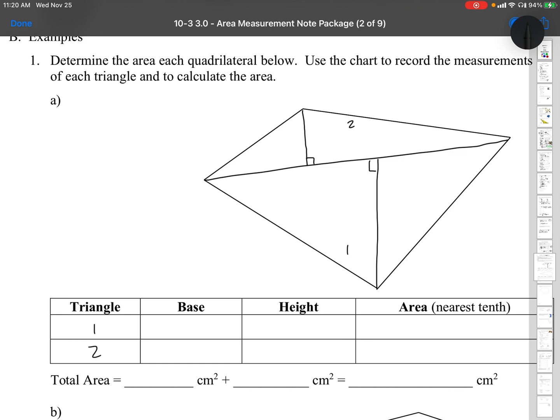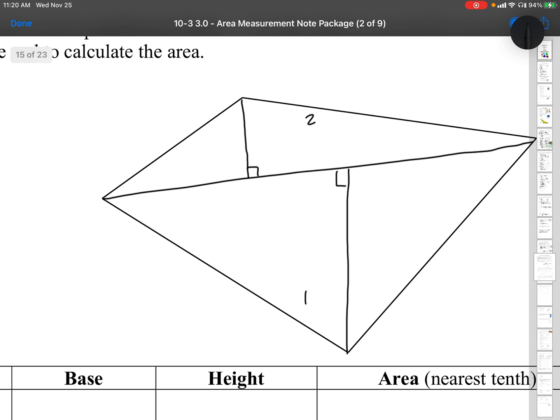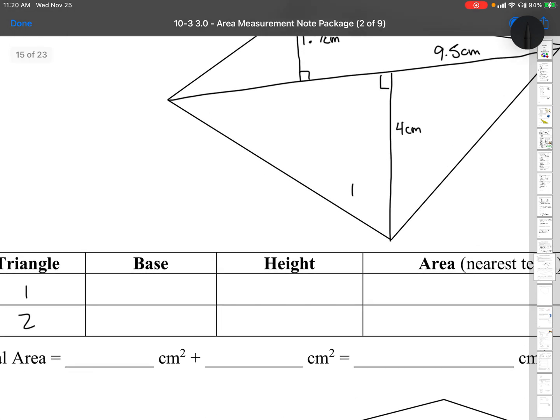Now, if you've got a printout copy of this, you can grab your ruler and measure this, because you'll notice there's no numbers on here. So we can use our rulers to measure these things. You can measure the two heights as 1.7 and 4 centimeters, and then you measure this as 9.5 centimeters. Basically, all you do then is throw in the numbers that you have here.